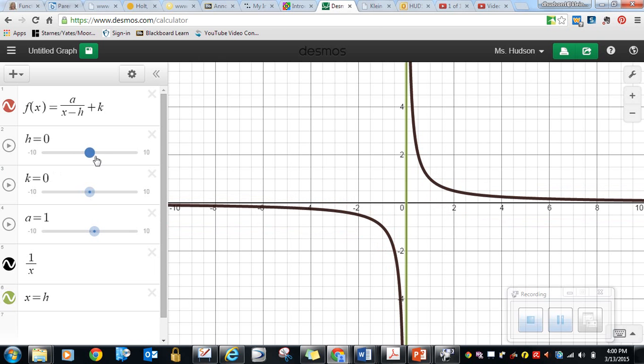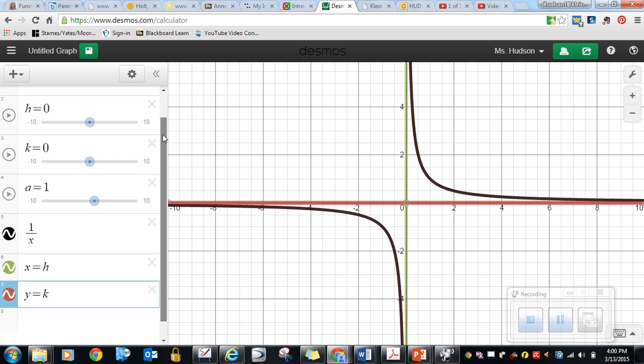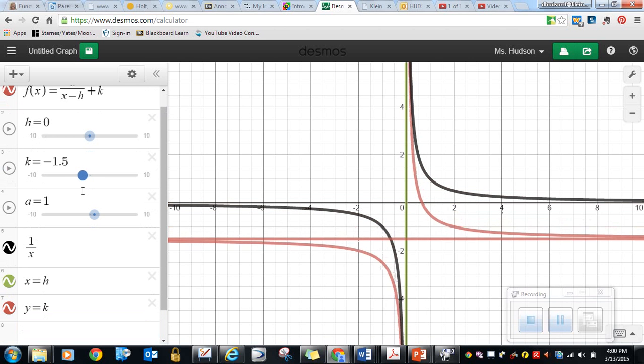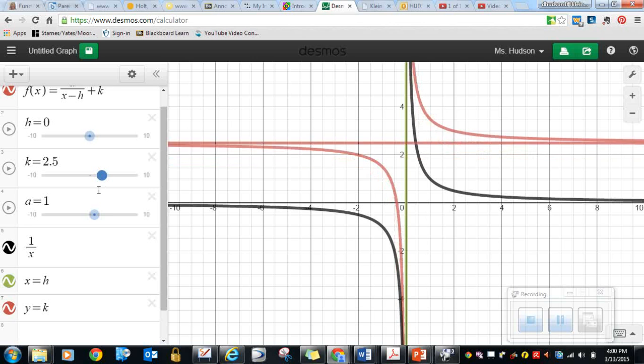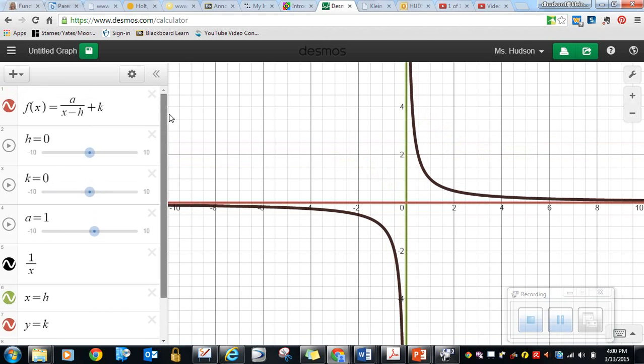There's also a horizontal asymptote, and that's at the line y equals k, and we're going to make that one pink so you can see it, so that when we do translate up or down, there's a horizontal fence that it'll never cross as well.